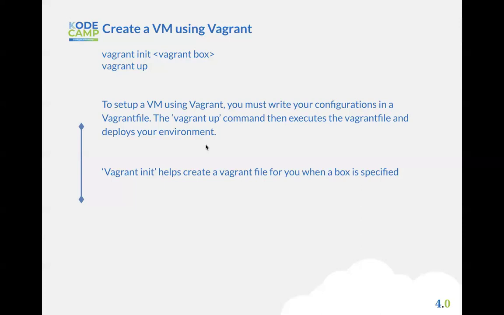So your vagrant up is to execute your Vagrantfile that has been created. Now, without this vagrant init, you can on your own write a Vagrantfile, which we'll be going over later today in this class. You can write your Vagrantfile and have that executed for you using your vagrant up. You can specify options as well to specify the provider that you want it to be deployed into.